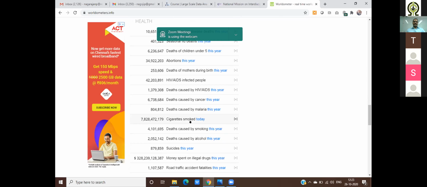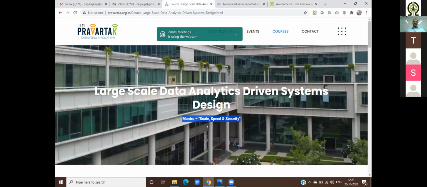But to get this number, there is a very, very big ecosystem around it, which will collect data from multiple data sources, multiple countries, and validate that data, then finally get this in real time. So that is what this course is aimed at, which is scale, speed, and security, the 3S principle. The fourth S is simplicity. It has to be simple. If it is too difficult, only a PhD guy can understand, nobody will use the system. So the way we have structured this course is scale, speed, and security.